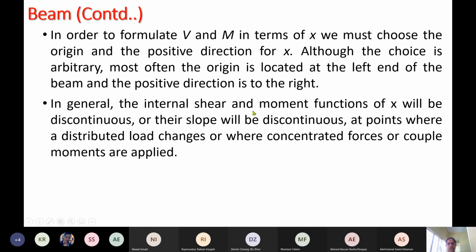In general, the internal shear and moment functions of x will be discontinuous, or their slope will be discontinuous, at points where a distributed load changes or where concentrated forces or couple moments are applied, right?